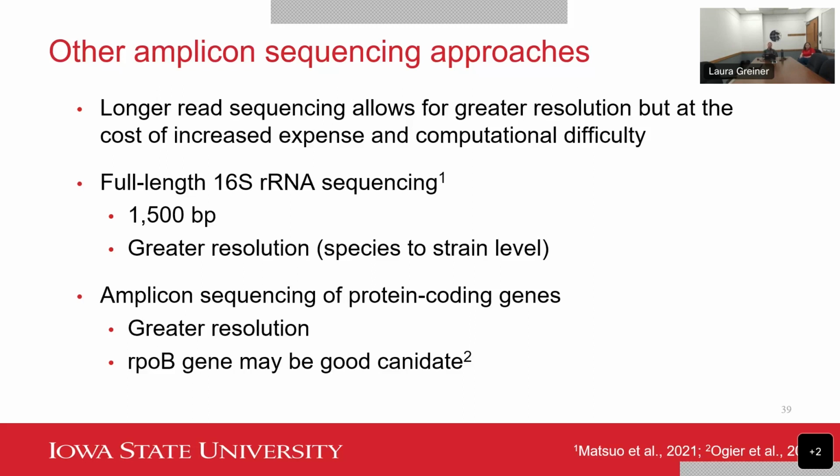Then we can also use other marker genes. Instead of 16S, we could use protein coding genes, which would allow for some functional insight of what's going on, as well as greater resolution. One example that's been published in literature recently is the rpoB gene, and that may be a good candidate moving forward.